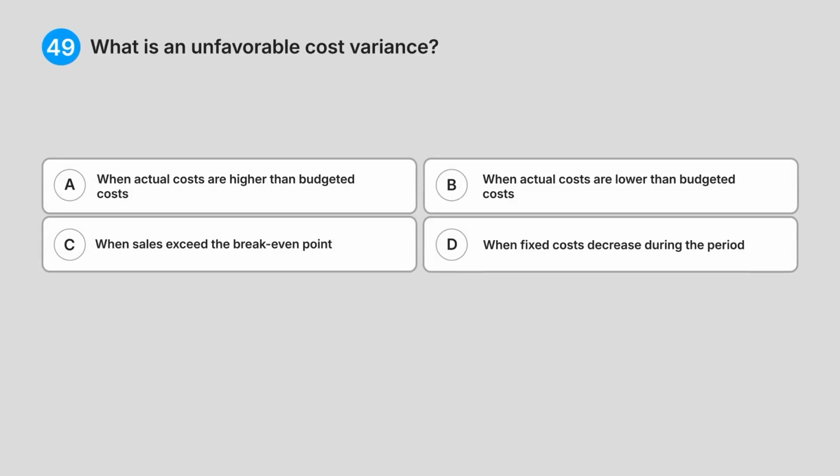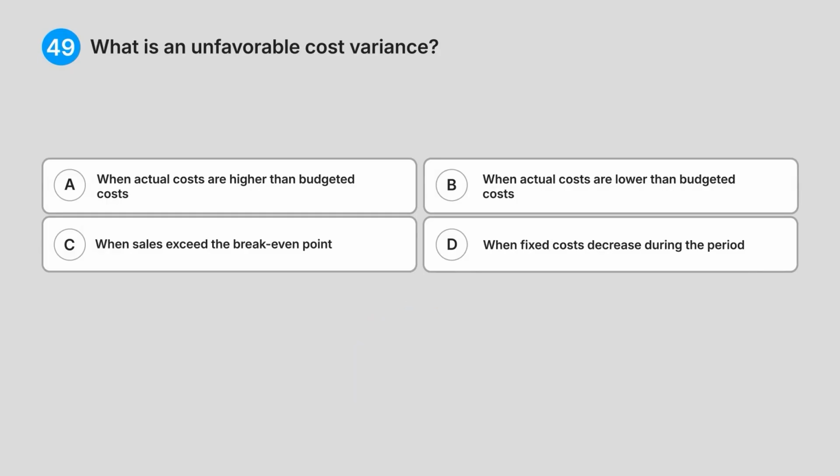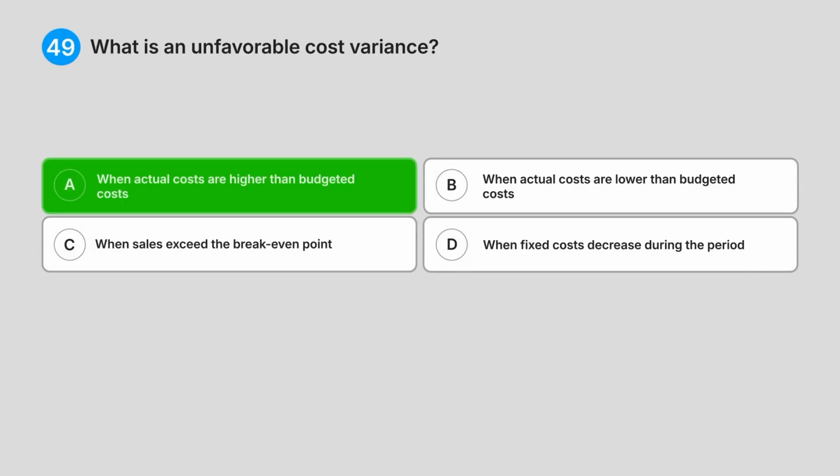49. What is an unfavorable cost variance? A. When actual costs are higher than budgeted costs. B. When actual costs are lower than budgeted costs. C. When sales exceed the break-even point. D. When fixed costs decrease during the period. What do you think is the answer? Correct answer, A. When actual costs are higher than budgeted costs.